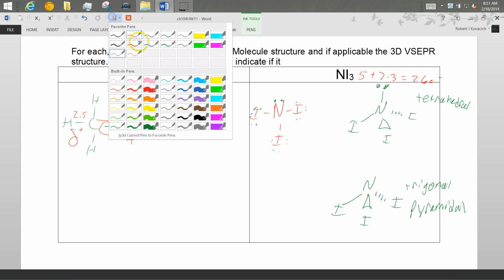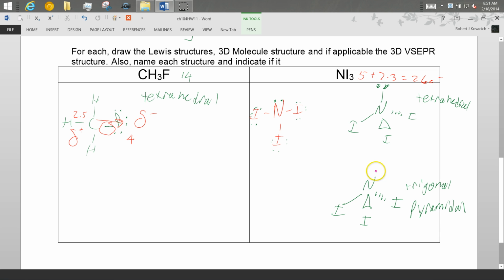And one other thing we have to talk about. What's iodide's electronegativity? Okay, so I've got 2.66, and then the nitrogen's? 3. Okay, so do I have a big difference in electronegativity? Not so much. So what would you say for this guy, polar or nonpolar? Probably nonpolar, right? Okay.